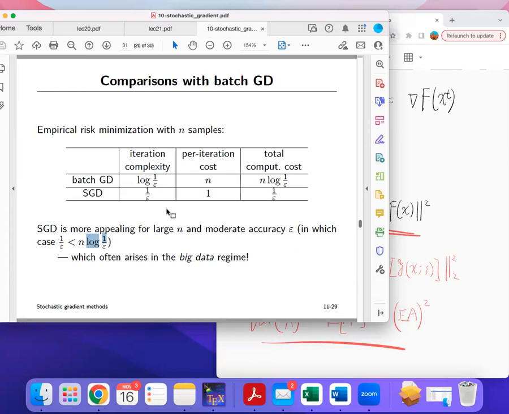And another appealing property of SGD is that the per iteration cost is very low. That means you don't have to load all the data in your GPU when you do the optimization. So if you are training a neural network on a large data set, you can never compute the full gradient, because the computer most likely does not have a large enough memory to hold all the data.